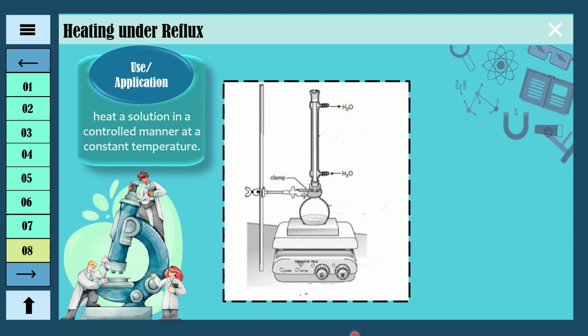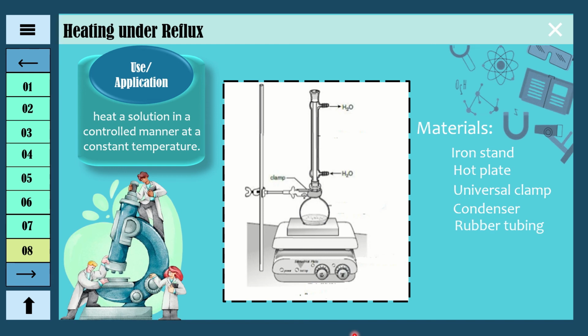The materials needed are the following: iron stand, hot plate, universal clamp, condenser, rubber tubing, Florence flask. To do this, first, fix the extension or universal clamp and clamp holder to an iron stand, just like here. Place the round bottom flask containing the mixture, supported by wire gauze, on the hot plate. Attach the condenser upright, just like here, to the round bottom flask, placing the open end at the top.